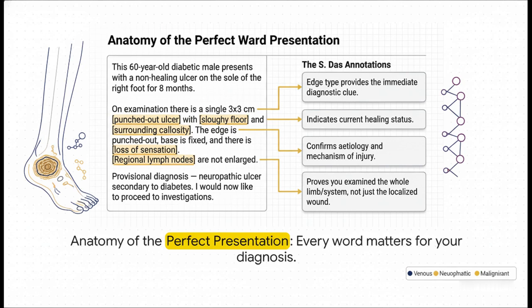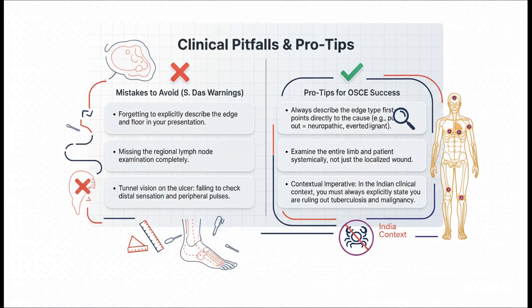You see, every word has a purpose. Mentioning the punched-out edge gives the diagnosis away. Describing the floor shows you've assessed the wound status. Loss of sensation confirms the cause. And mentioning the lymph nodes proves you examined the whole limb, not just the ulcer. Let's finish with the common mistakes so you can avoid them. The biggest ones are forgetting to describe the edge and floor and completely missing the lymph node examination.